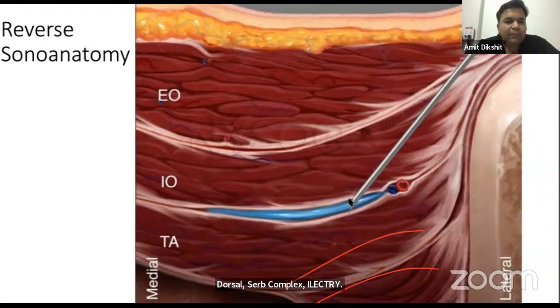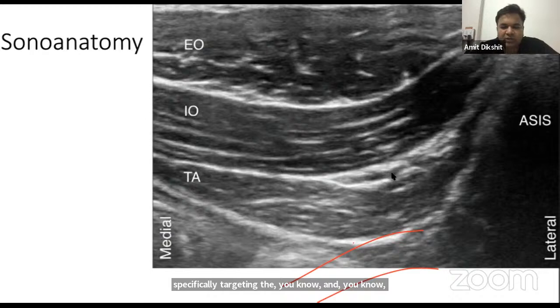It is a TAP block in principle, but here we are specifically targeting the ilioinguinal iliohypogastric nerve. Sometimes you can use PNS also to just confirm it. And it is a very useful block for all Pfannenstiel incisions.